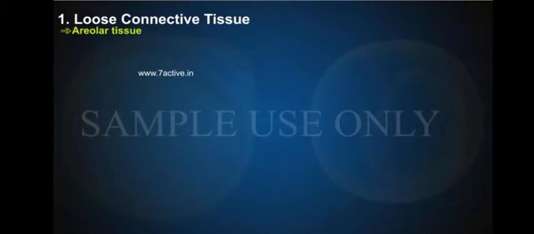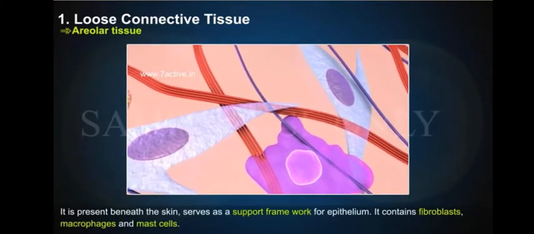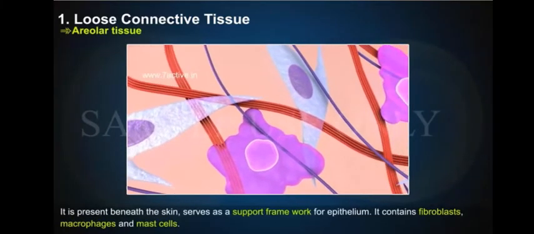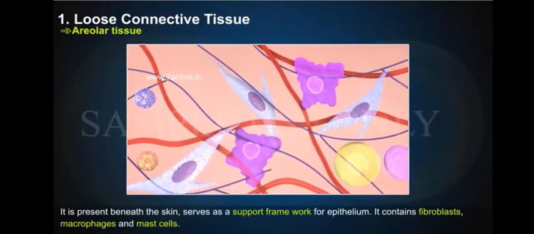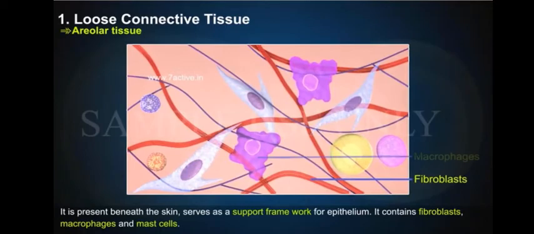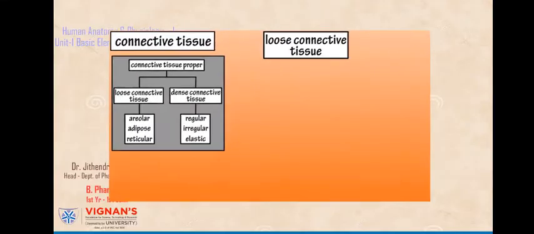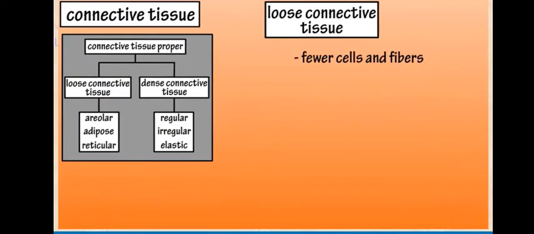Areolar tissue. It is present beneath the skin and serves as a support framework for epithelium. It contains fibroblasts and macrophages, and it has fewer cells and fibers and more ground substance than subgroup 2, dense connective tissue. There are three main types of loose connective tissue.